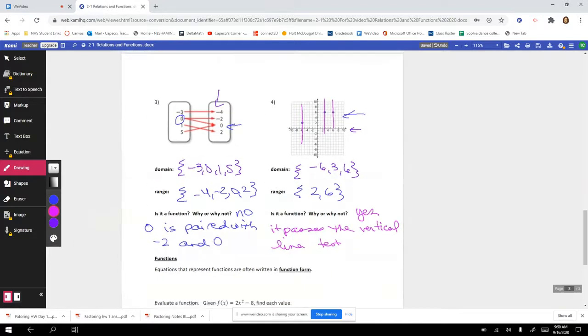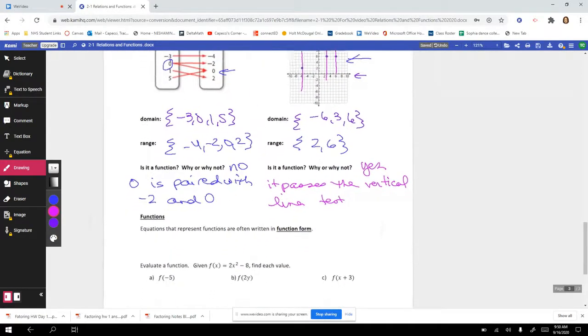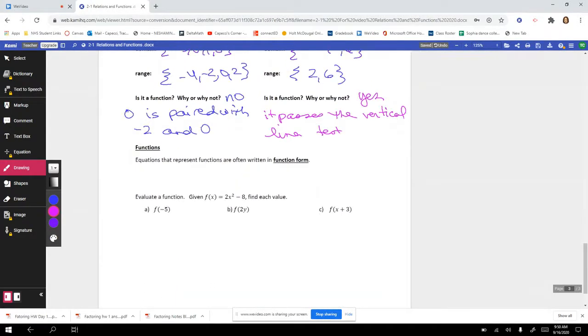So there are a couple of examples for you. You can take a look as you're completing any assignments or problems that you're doing in class or at home. Okay, the last thing we're going to look at is function form.